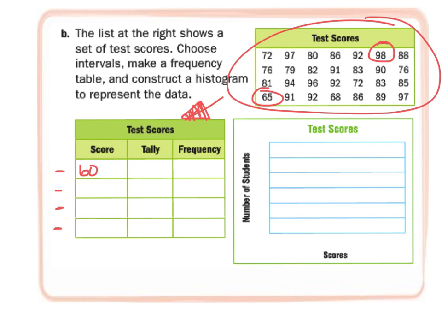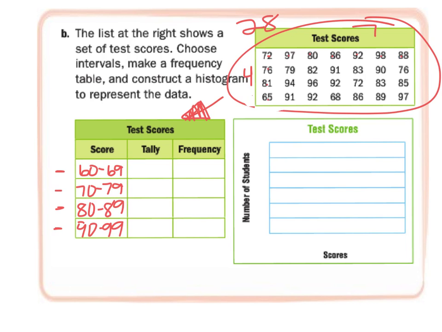So 60 to 69, 70 to 79, 80 to 89, and 90 to 99. Those are my intervals of 10. Okay, now I'm going to go through and see how many numbers fall in each interval. I know that I have 4 down the side, and then 1, 2, 3, 4, 5, 6, 7 across. So 4 times 7 is 28. So I have a total of 28 numbers. So by the end, over here, this should add up to 28.